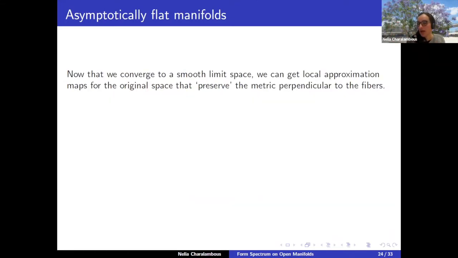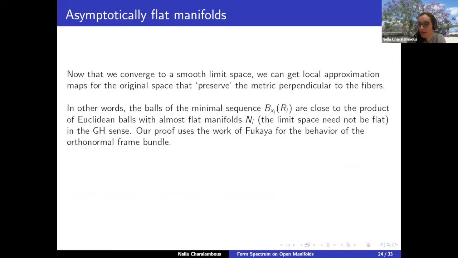So now that we have convergence to a nice smooth space, we can get local approximation maps that preserve the metric perpendicular to the fiber. And we can prove that our minimal sequence will be close to these product manifolds of Euclidean space times an almost flat manifold Ni in the Gromov-Hausdorff sense. And our proof uses the work of Fukaya for the behavior of the orthonormal frame bundle to be able to better describe how the metric breaks down on these two spaces.